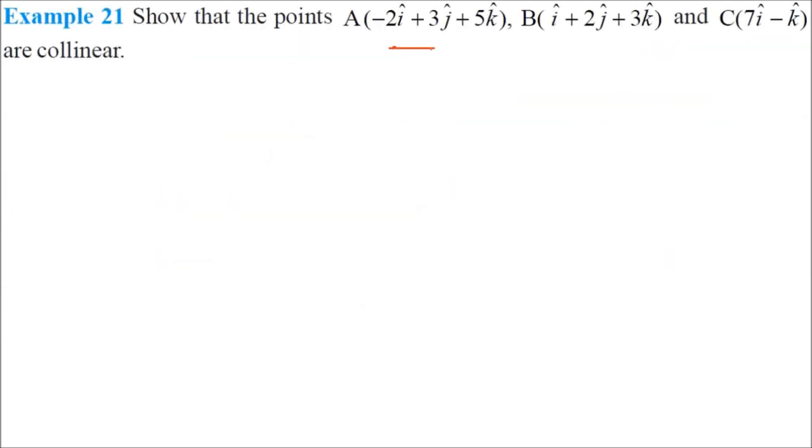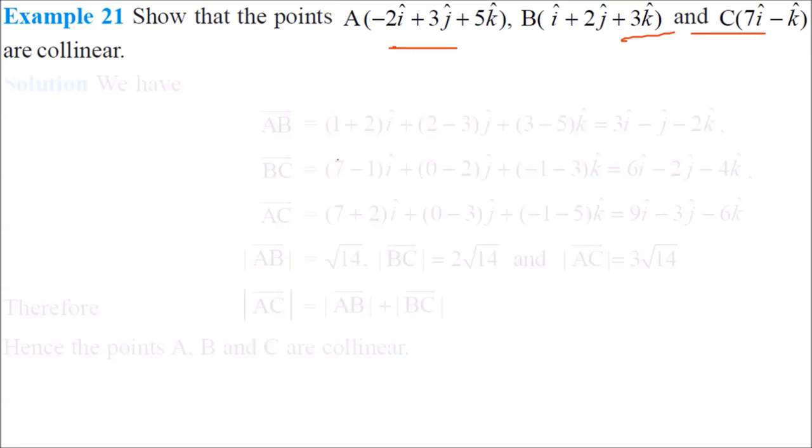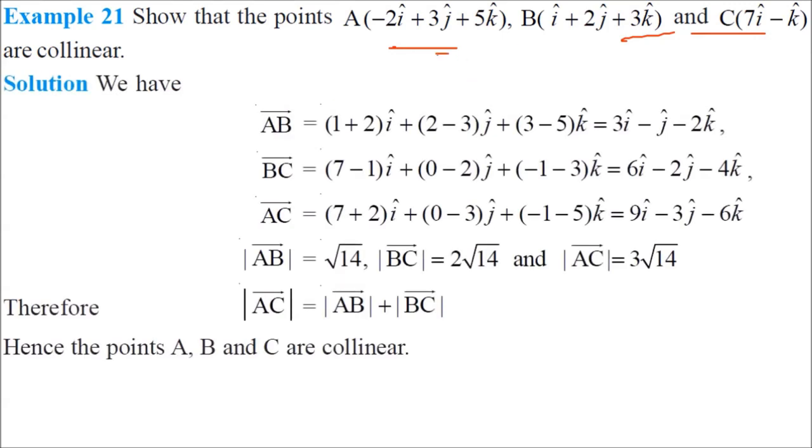Show that these three points are collinear. Collinear means they have to be on the same line, or parallel to the same line. So let us find AB. I hope you will be able to find out AB: 1 minus minus 2, 2 minus 3, 3 minus 5, the corresponding i, j, k have to be subtracted. So AB, BC, AC you can find out.